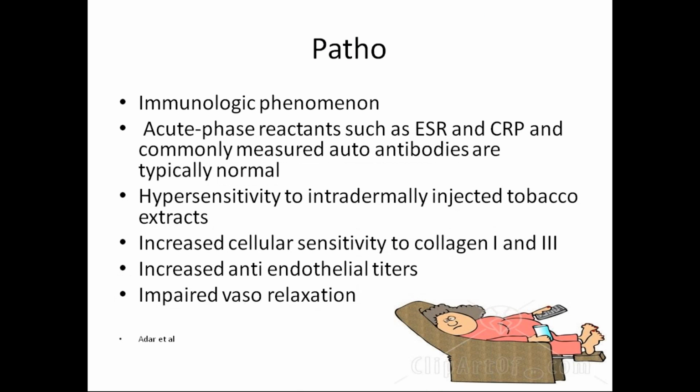Now we will talk about pathology. It's an immunological phenomenon. Acute phase reactants, ESR, CRP, etc. are typically normal, because it is not some kind of bacterial infection where acute phase reactants would rise. Hypersensitivity to intradermally injected tobacco extracts is noted in these patients, along with increased cellular sensitivity to collagen types 1 and 3. The most characteristic feature of Buerger's is increased anti-endothelial titers.